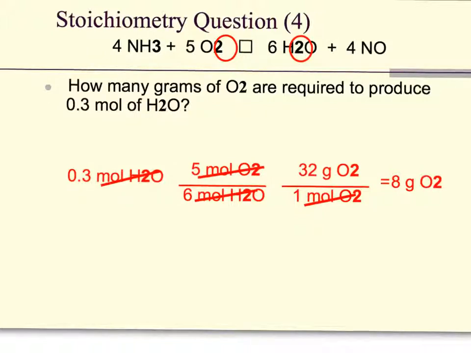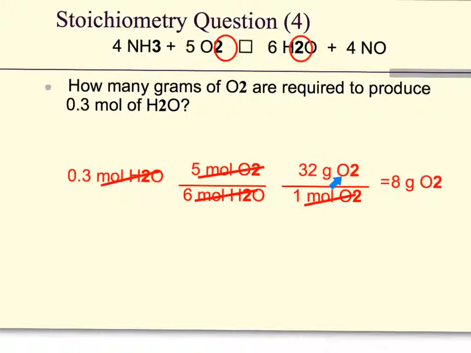On this sample problem, we have our balanced equation. We have 0.3 moles of H2O. We are asked to find grams of O2. Therefore, H2O will be chemical A and O2 will be chemical B. We put our given moles of H2O times our coefficient ratio, the 5 moles of O2 on top, 6 moles of H2O on the bottom.